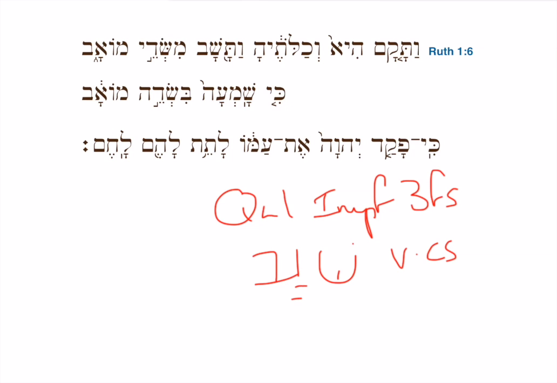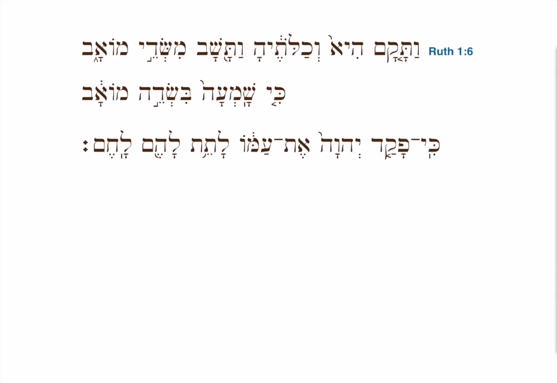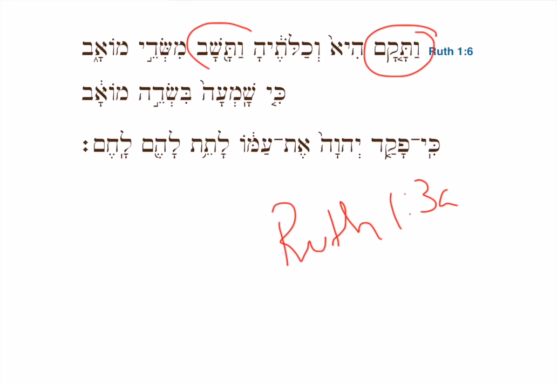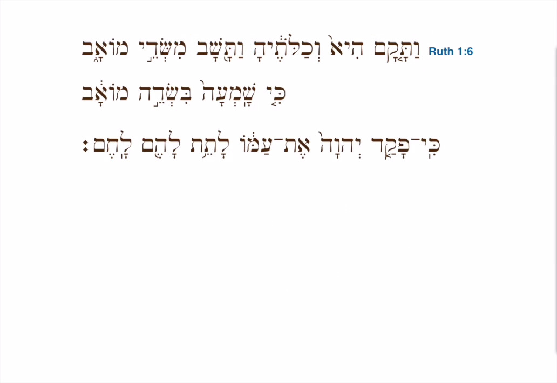And you notice again we have a weak verb, and that this verb looks very similar to the verb at the beginning of the verse. So I'm simply going to refer you to the video for Ruth 1:3a, where I describe how these verbs end up looking the way they look. And so just to save time, I'll just refer you to this video here.